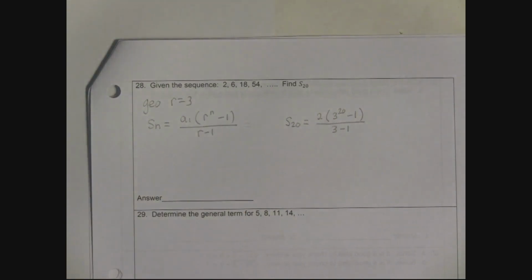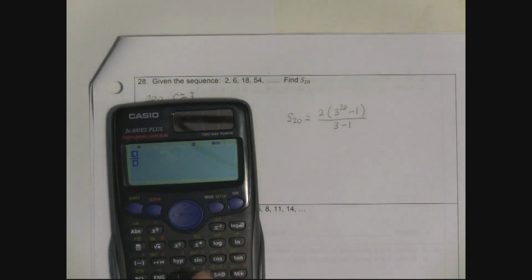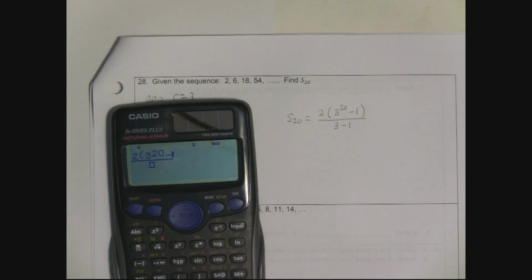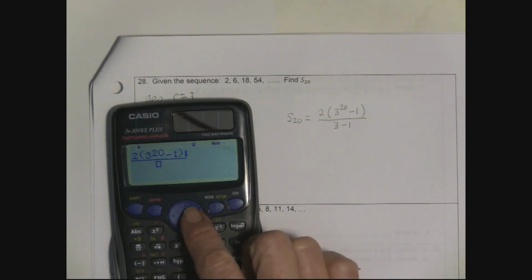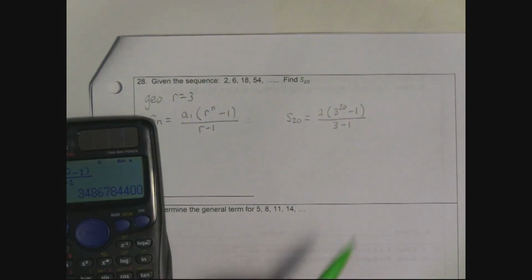So I'm going to put that in my calculator. I only put parentheses around r if r is a negative number or if it is a fraction, just because it saves me a little bit of time not to. And wow, that's a big number.